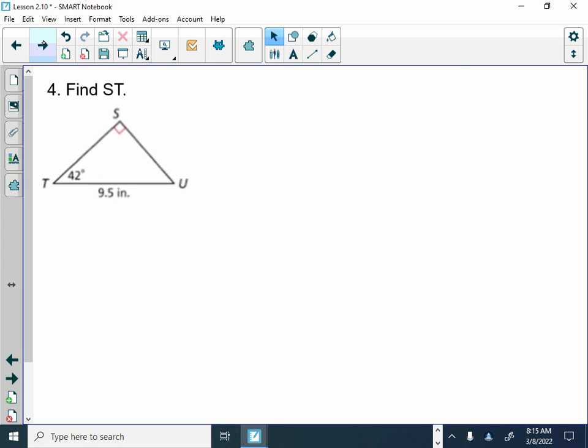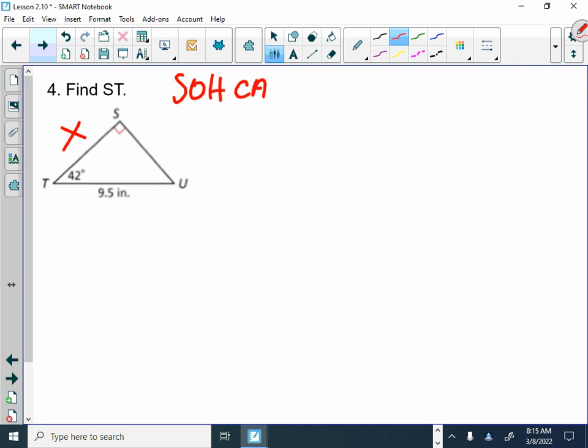Alright, number 4. So I'm asked to find side ST. I'm relating everything back to angle T, okay? So how does X relate to angle T? Is it opposite, adjacent, or hypotenuse? Adjacent. Okay, so which one does that throw out immediately? Sine gets thrown out immediately, because sine doesn't involve adjacent at all.